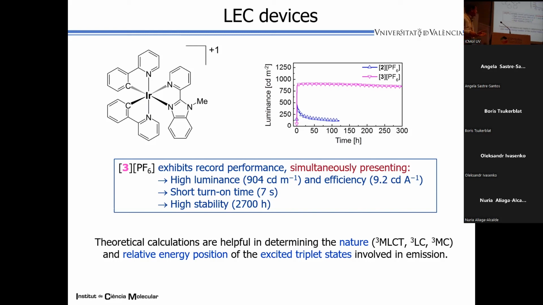And I would like to remark that theoretical calculations are very useful here, because they can determine the nature and also the relative energy position of the states that are playing a role in the emission in the device.